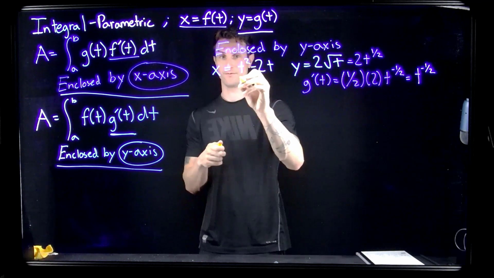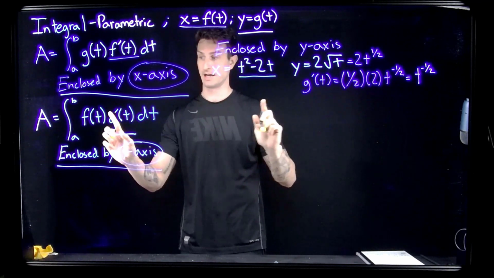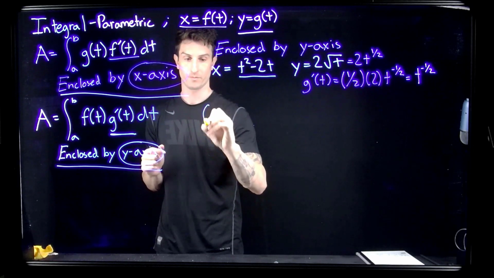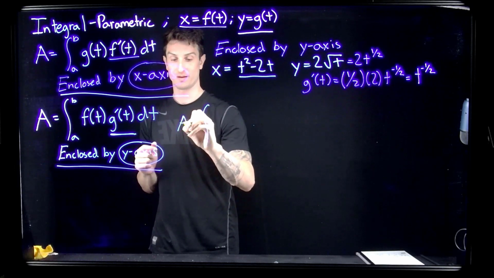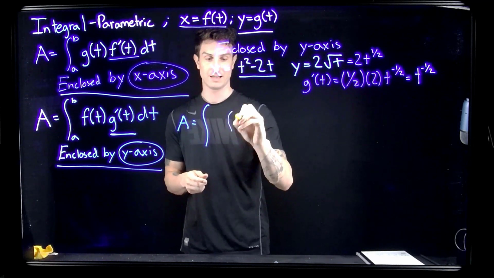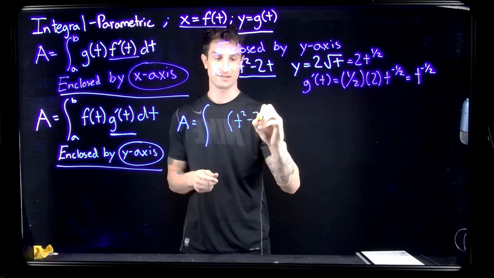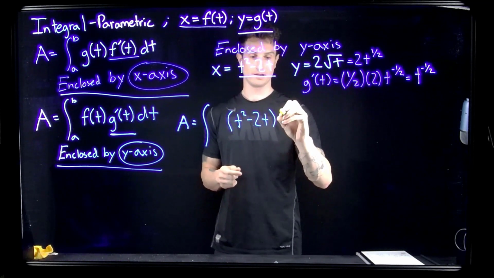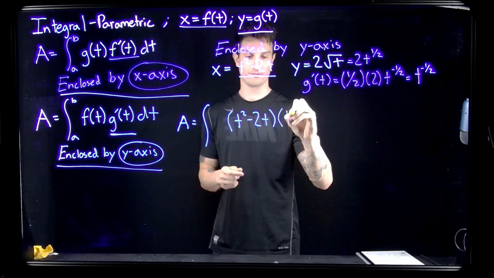We already have our f of t. It's done. So let's go ahead and write out what we have so far. We have our integral. I don't know my bounds yet, that's a thing, I don't know what my a and b are. We have t squared minus 2t times t to the negative 1/2.